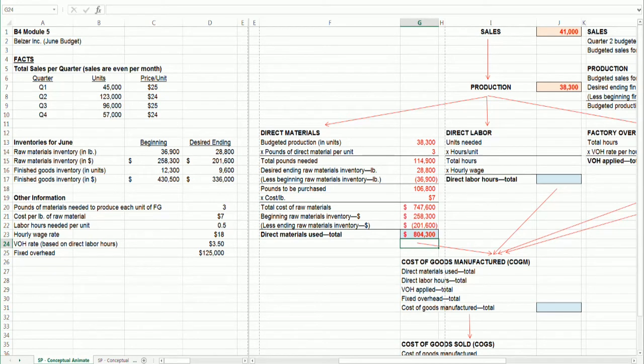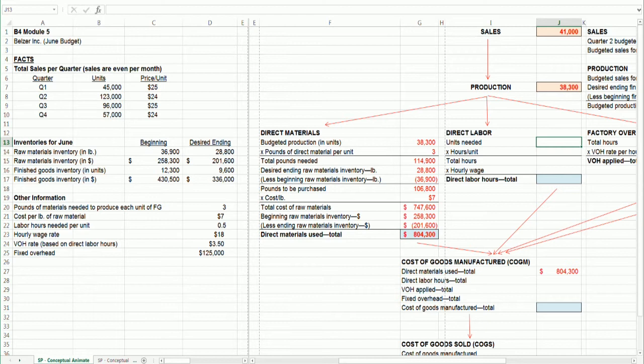Notice it's the exact same formula. Again, it's how much do I need plus how much do I want to have left at the end minus how much did I start with. The last two times we did that, we were talking in units, but it still works the exact same way for dollars. So we have our first piece. Cost of direct materials will be $804,300.